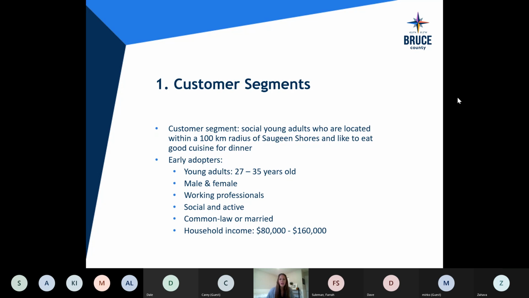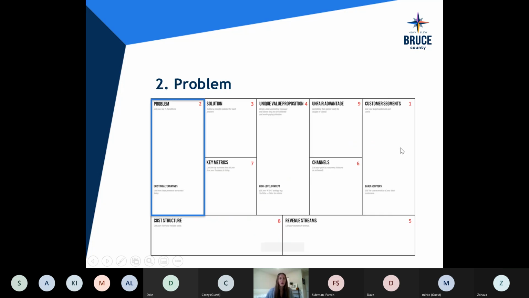So now that I've identified the early adopters, who's most likely to jump on and start buying my product right out of the get-go, I am going to move on to the second quadrant. So we've filled out the customer segments, number one. Now what we're going to do is look at the problem section.